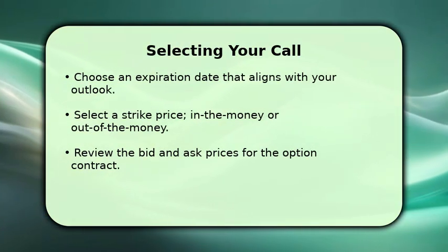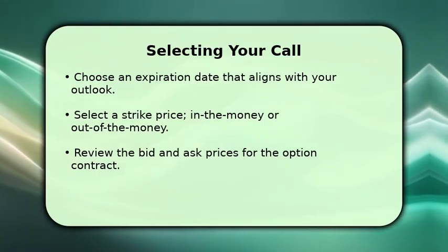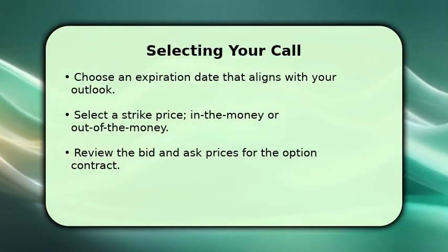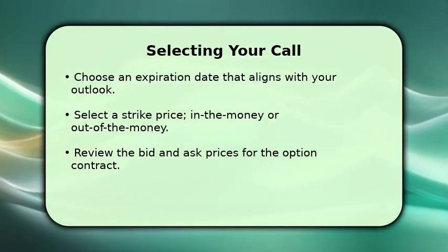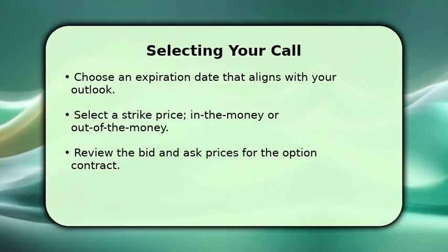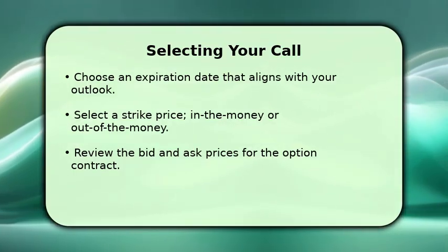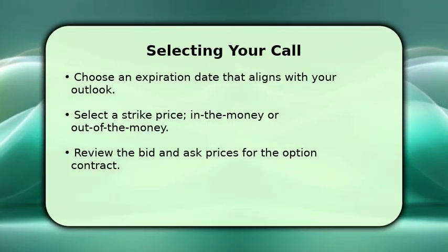Now you'll see the options chain. Pick an expiration date that fits your investment horizon. Next, choose a strike price. This is the price at which you can buy the underlying stock. Consider if you want an in-the-money, at-the-money, or out-of-the-money option based on your strategy and risk tolerance.